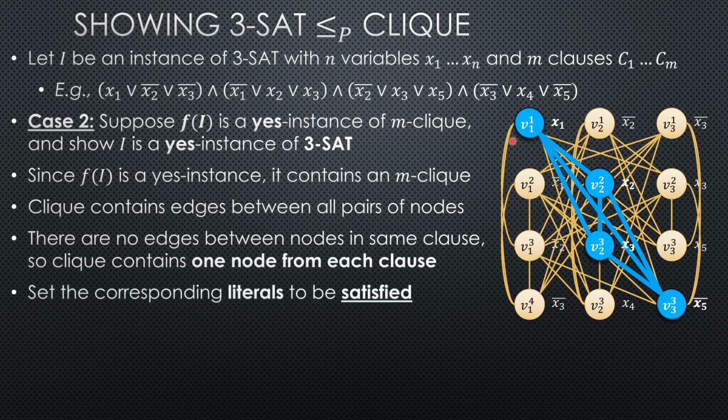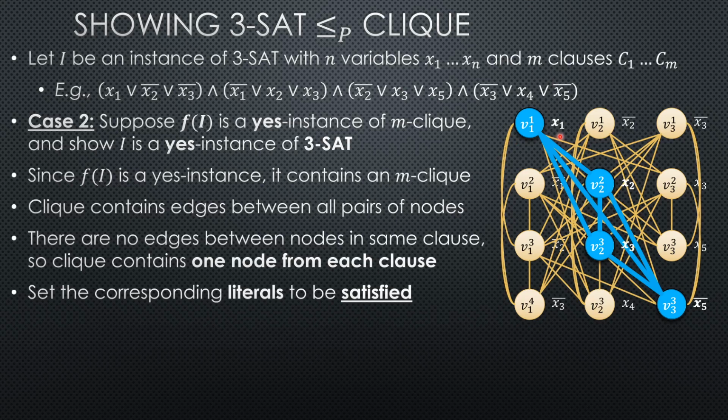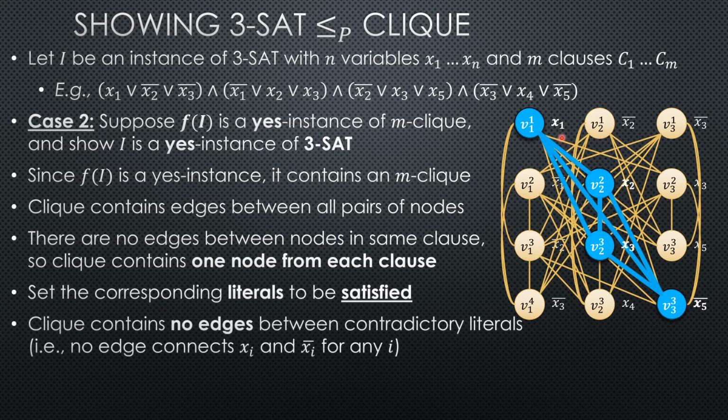So what if we take all of the corresponding literals in all of those m clauses, the literals that correspond to each of these nodes, and we set them all to be satisfied? So in other words, if we think about x1 here, we're going to set x1 to true. We're going to set the variable to true because x1 is a positive literal. And for not x5, we're going to set x5 to false because not x5 is a negative literal. So we're going to set the variables that are in these corresponding literals appropriately to true or false to make the literals satisfied.